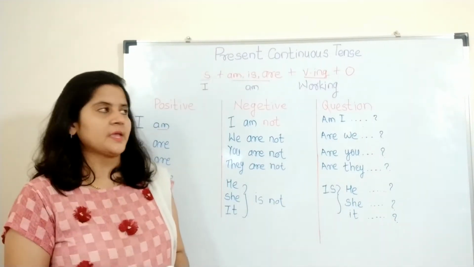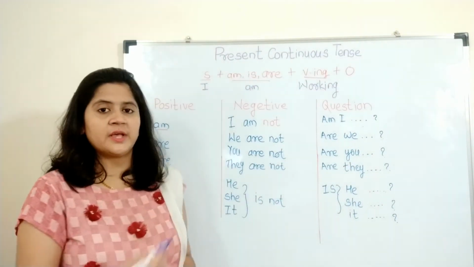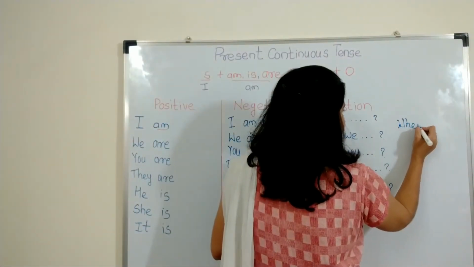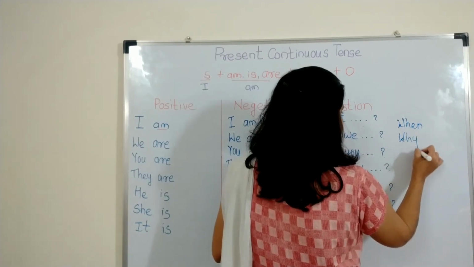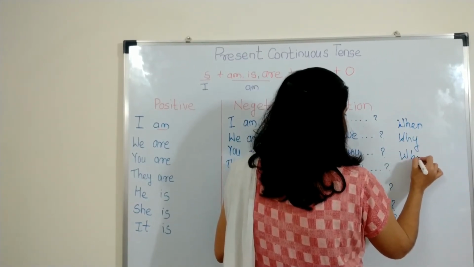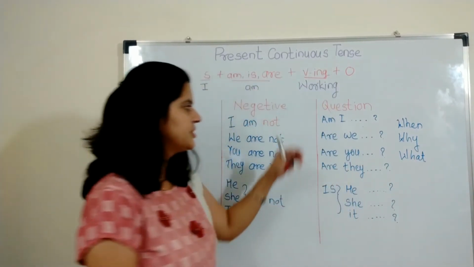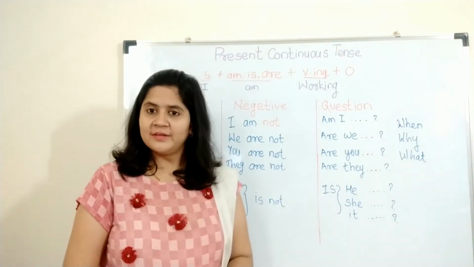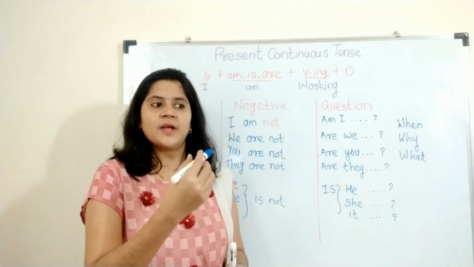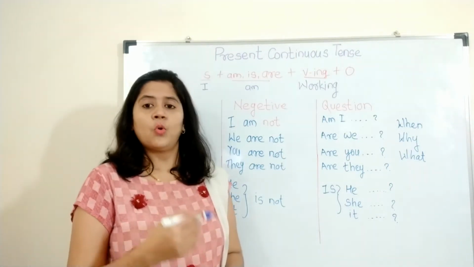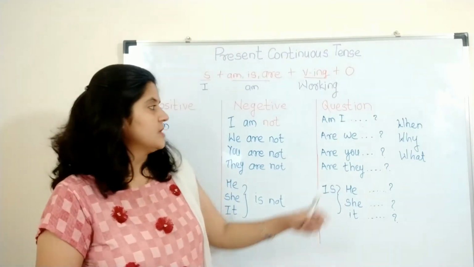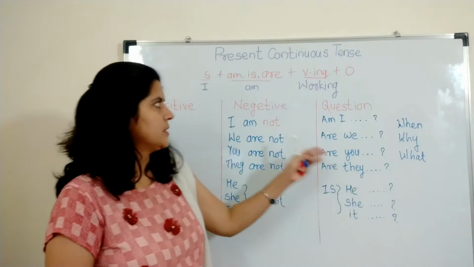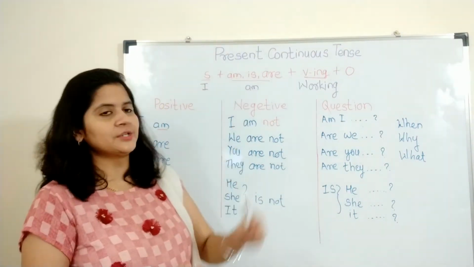Then let's make some more questions with the help of the words when, why, what. These are WH type questions. For example, when are you coming? Why are you crying? What are you doing? So with the question words, we can make questions in the present continuous tense.